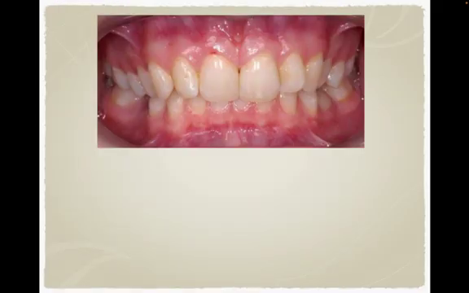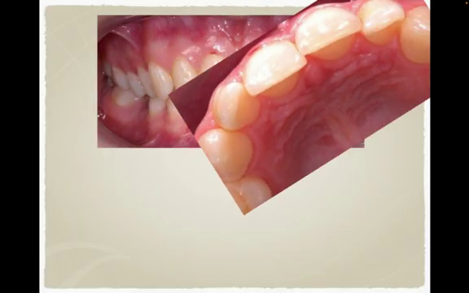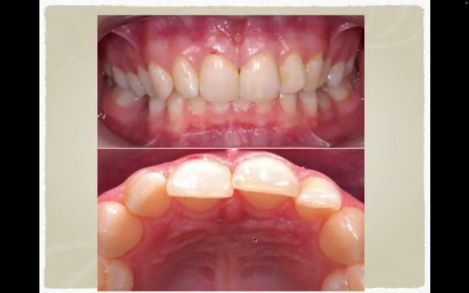When would we accept class 2 division 2? As you can see here, the patient has a class 2 division 2. The patient has only mild crowding and deep overbite. So the question is, can we leave the deep overbite untreated? The answer, it depends if it's traumatic or not.